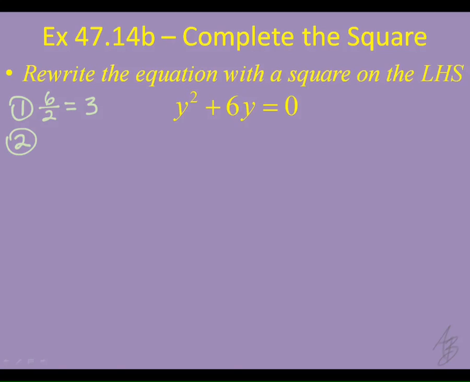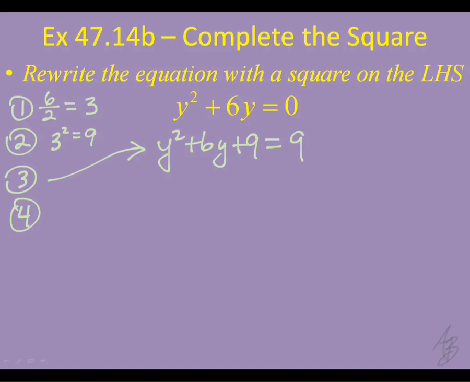Second step, we're going to take that result and do what with it? Square it. And we get 9. So we're going to take that 9 and add it to both sides of the equation. So we have y squared plus 6y plus 9 equals 9. All right, step 3, actually that was step 3. Step 4, we want to factor it. Now I'm going to do this step one more time, but this is a step that we're going to start skipping. What two numbers multiply to get 9 and add to get 6?